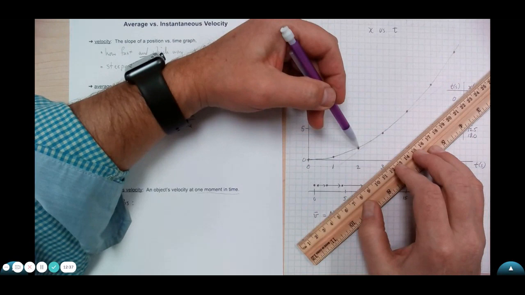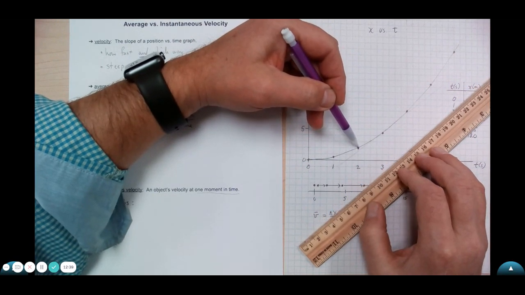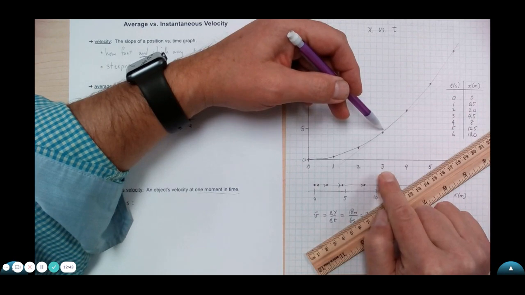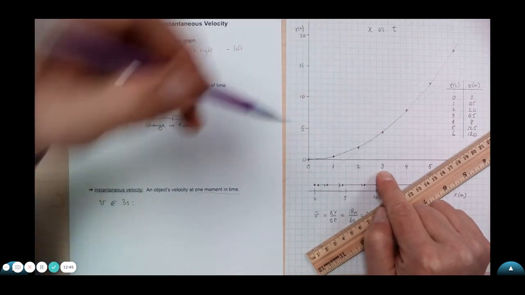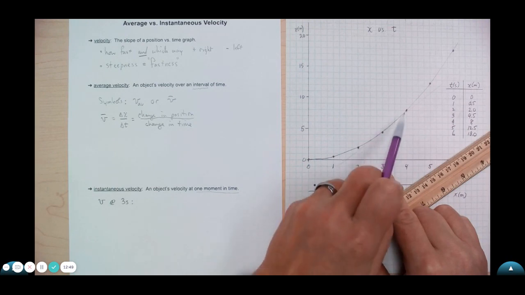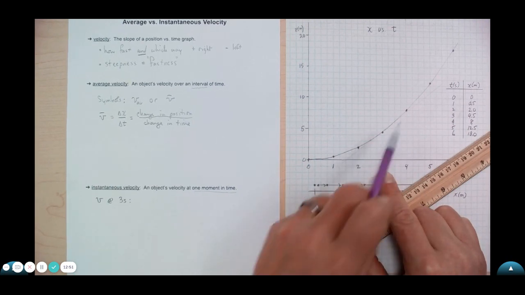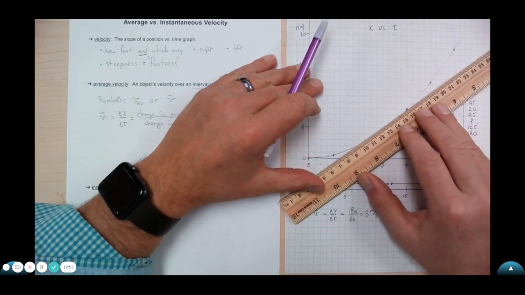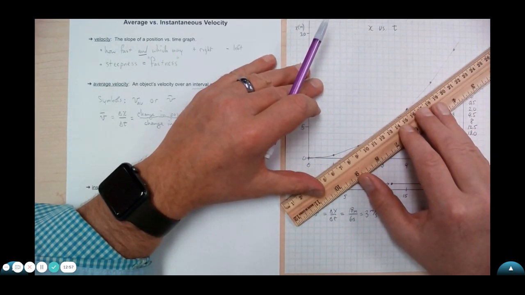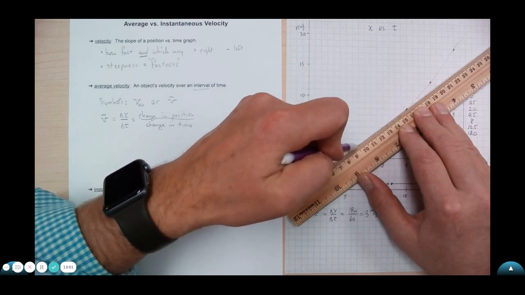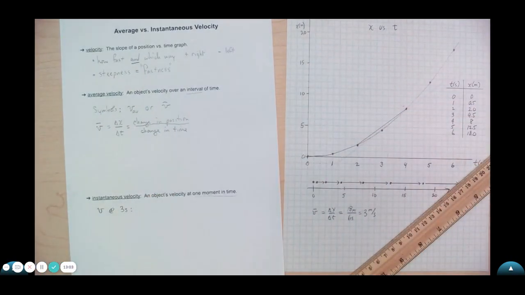If I look at the interval of time from directly before to directly after the time I'm interested in. So if I want to get my instantaneous velocity at 3 seconds, I'm going to look at the time interval from 2 to 4 seconds, because it's from right before to right after. And here's what I'm going to do. I'm going to draw a little line segment from 2 to 4 seconds.